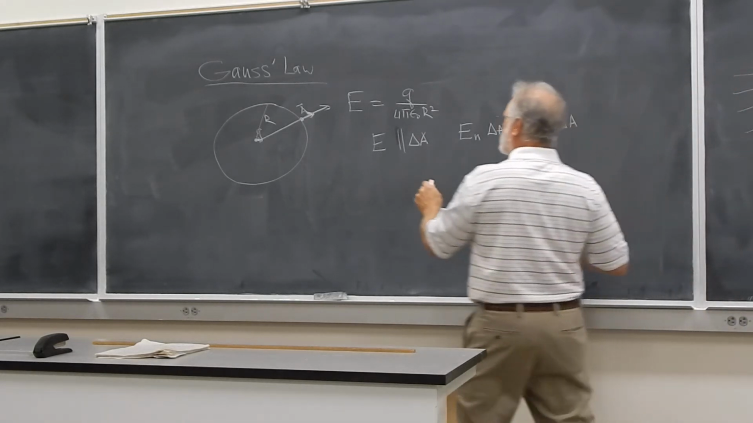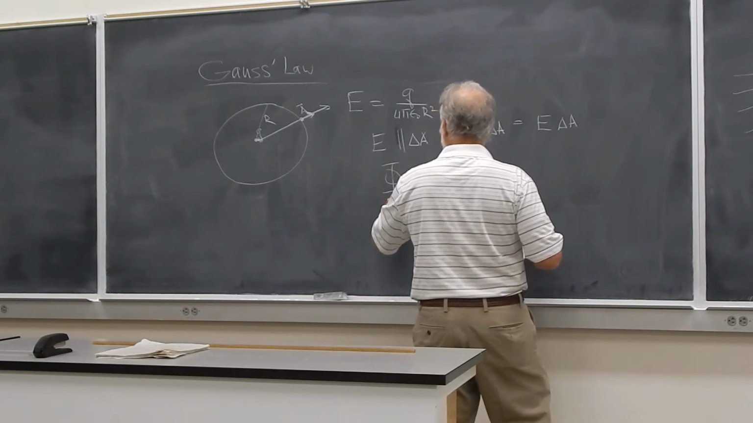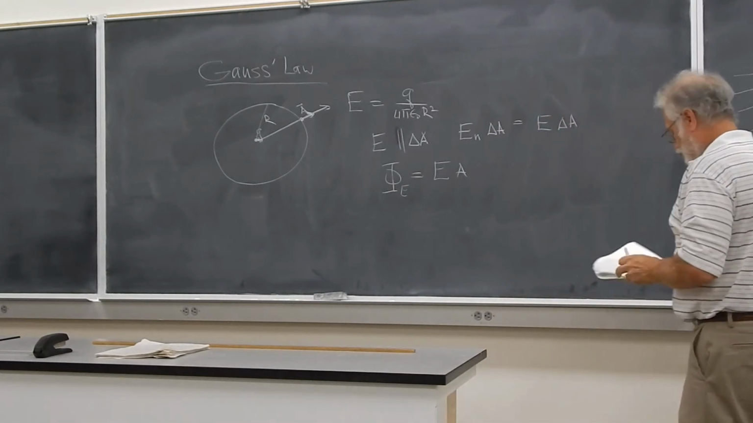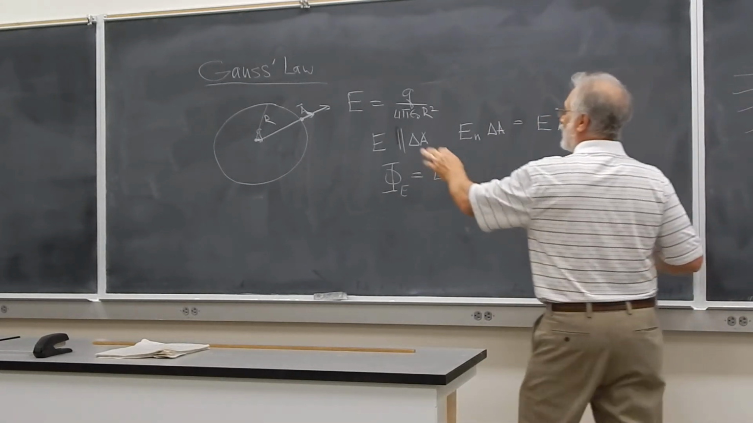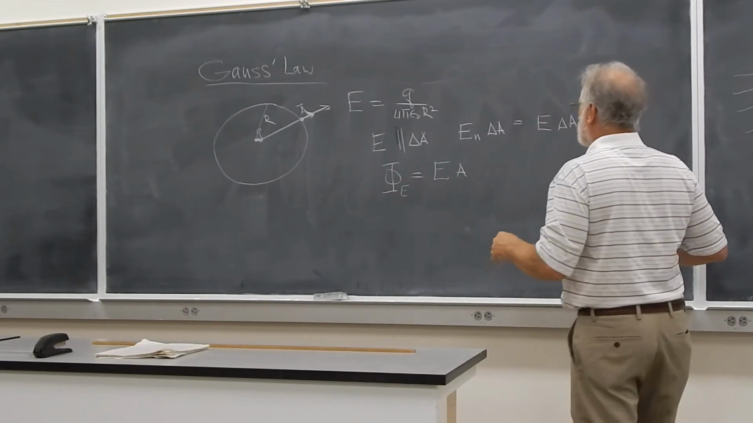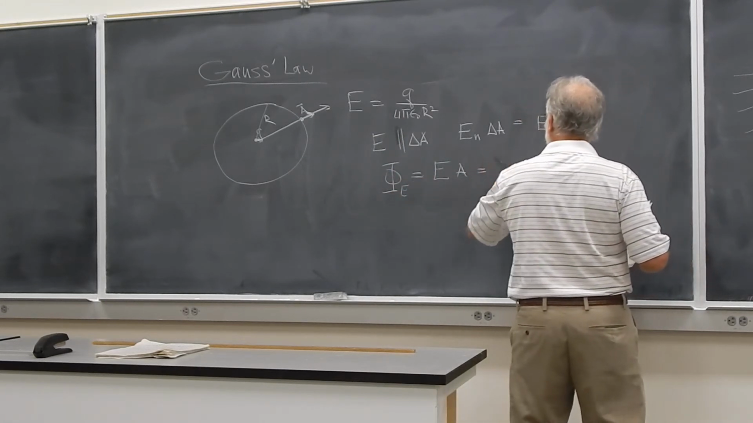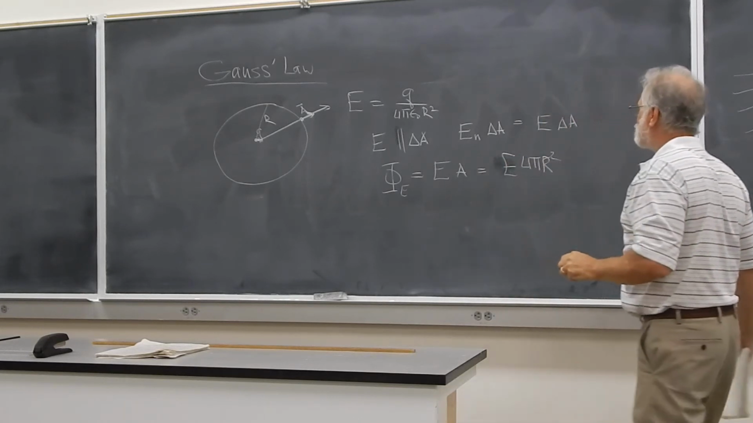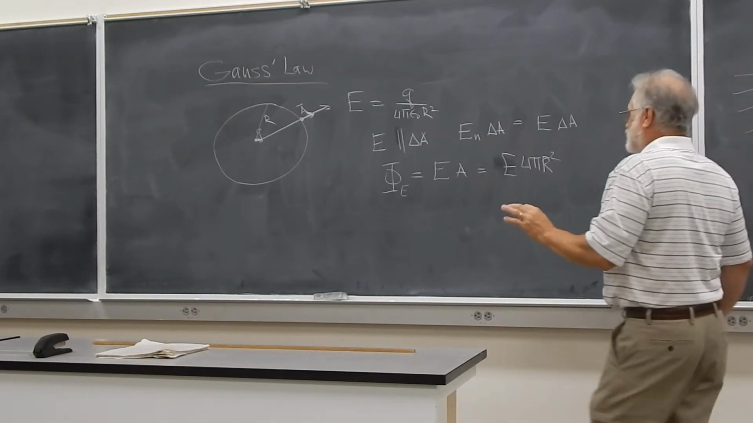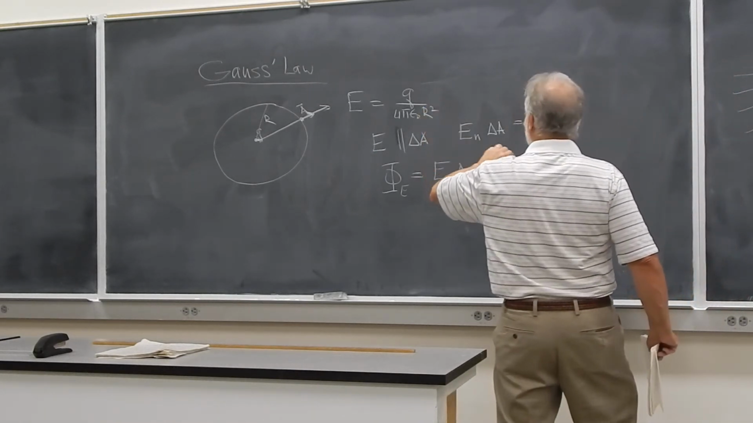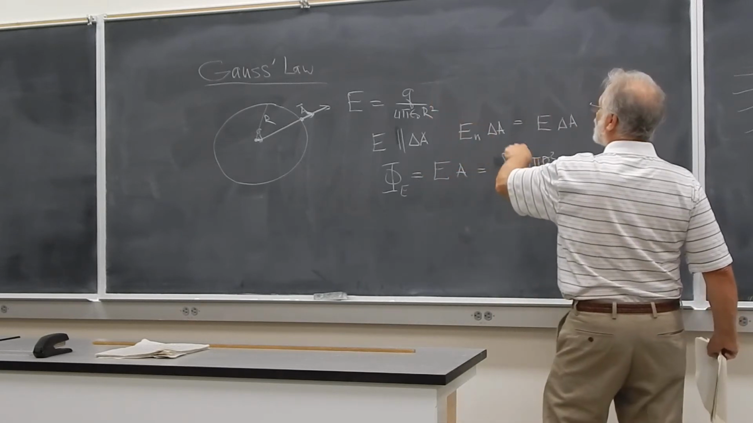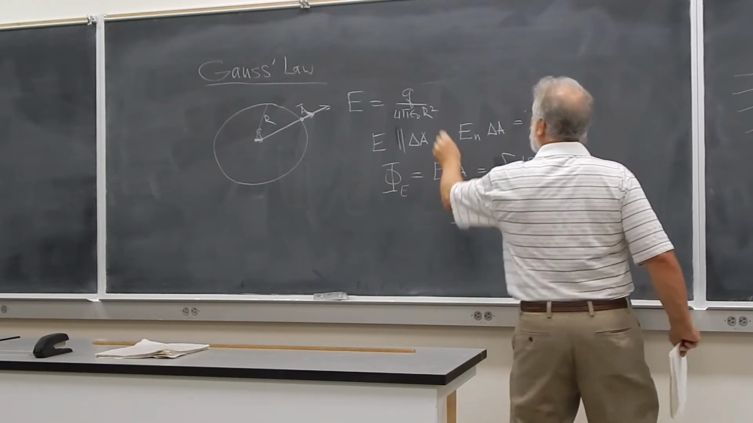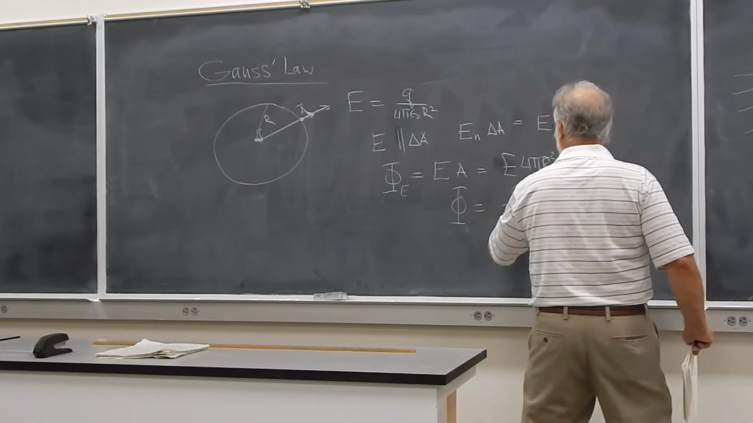And the flux then, we can very simply write, the electric flux is just going to be E times the area. Now, of course, the area for the sphere is 4 pi r squared, so I can write this as E times 4 pi r squared. Moreover, I know the value of E from Coulomb's law. Coulomb's law is Q over 4 pi epsilon naught r squared. So I can write then the flux as Q over epsilon naught.